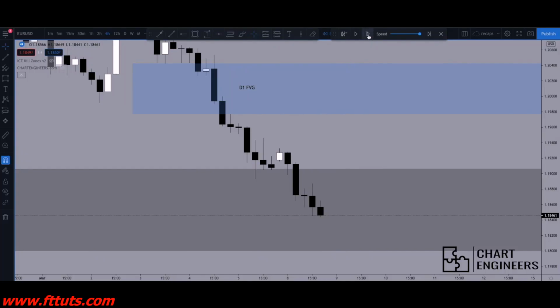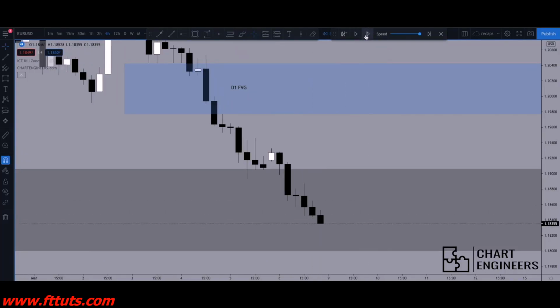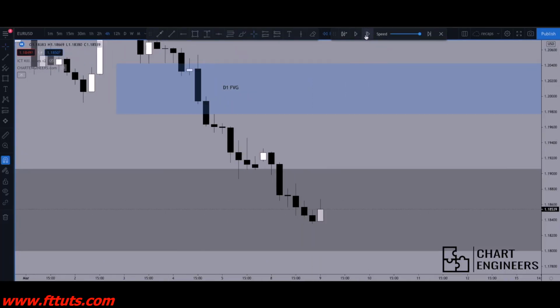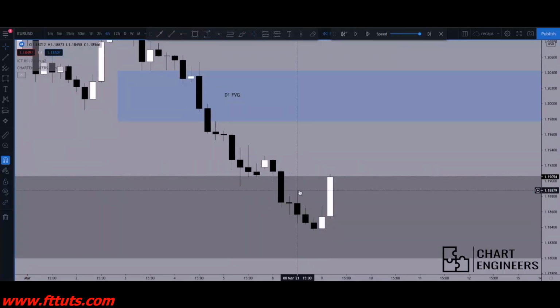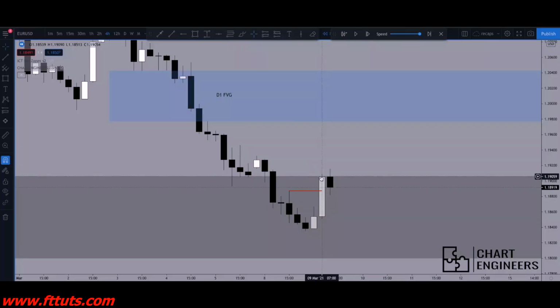Let's play it a little bit. So here you can see our price is having a nice reaction right on the H4. So what we do now is mark out the last structure high before the low, which is this swing high here on the H4. Right? So on this close right now, we had the market structure break on the H4.